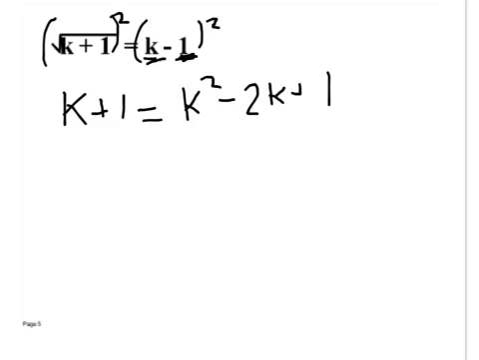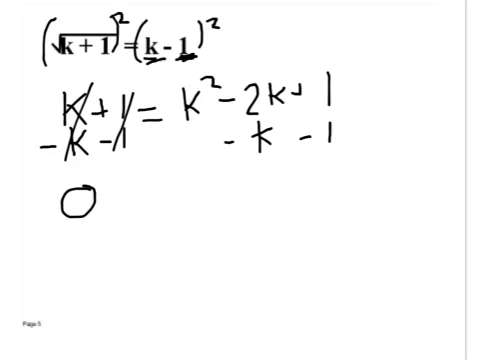Now what we want to do to solve this is get 0 on one side. So I'm going to subtract 1 from both sides. I'm also going to subtract k. No, because k is positive. I want to get 0 on this side.